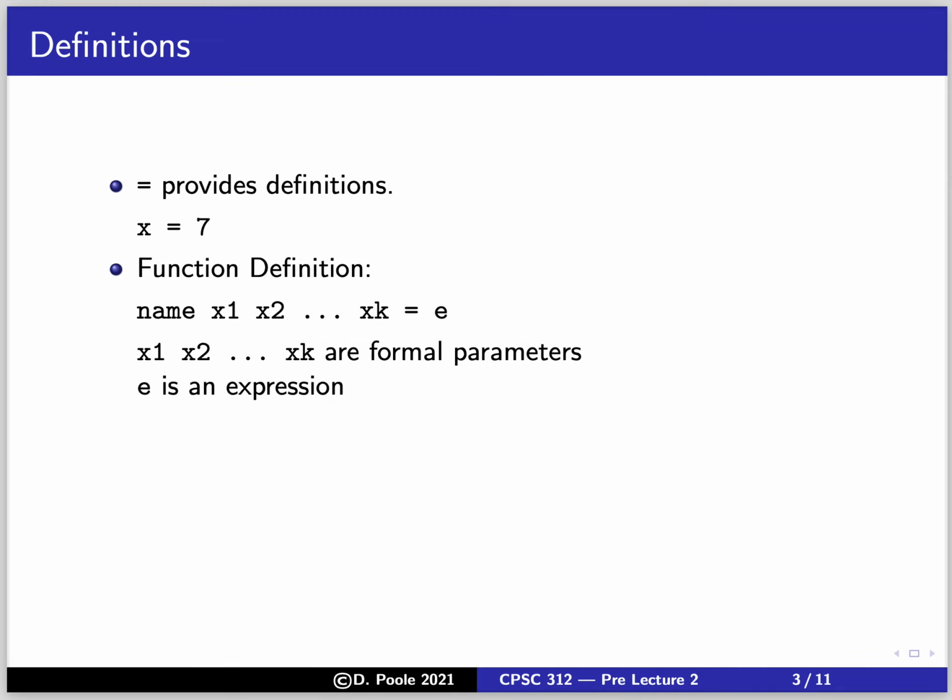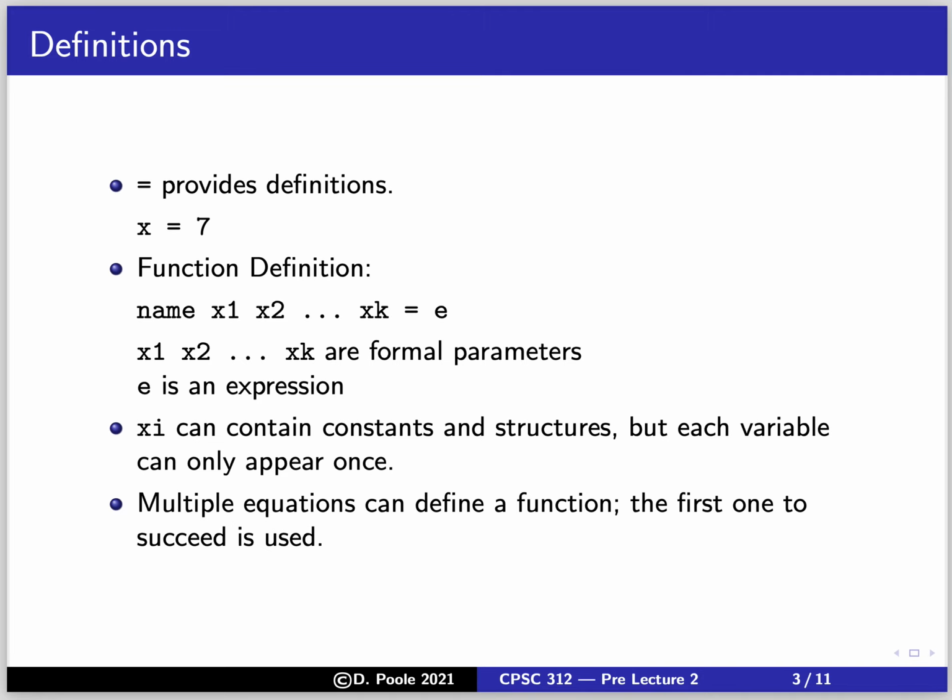Equality is special; it provides a definition. So x equals 7 provides a definition of x. And we can define functions. A name followed by all the arguments x1 to xk, which are the formal parameters, equals e, where e is an expression. So this name takes k arguments.